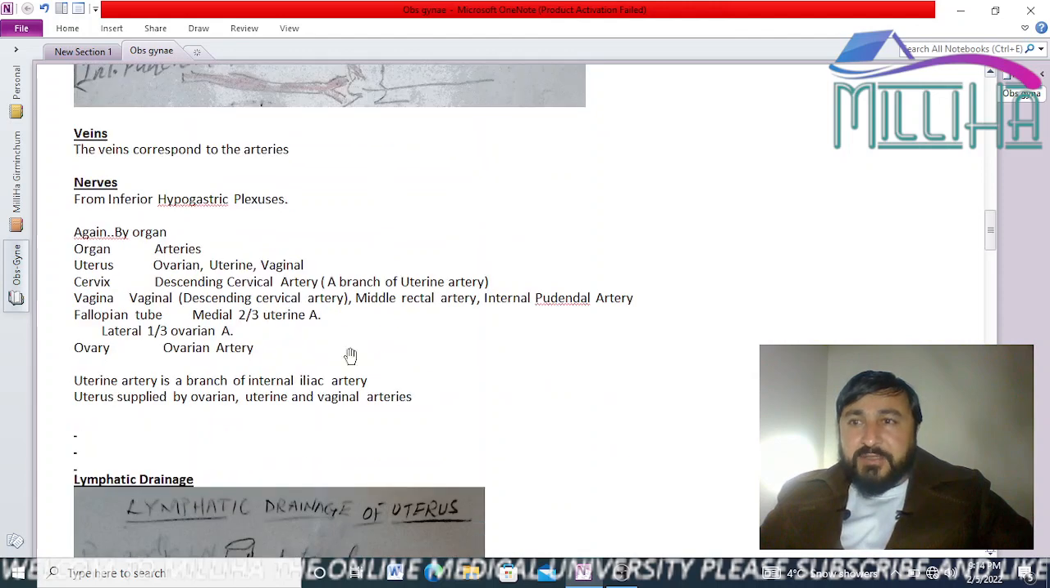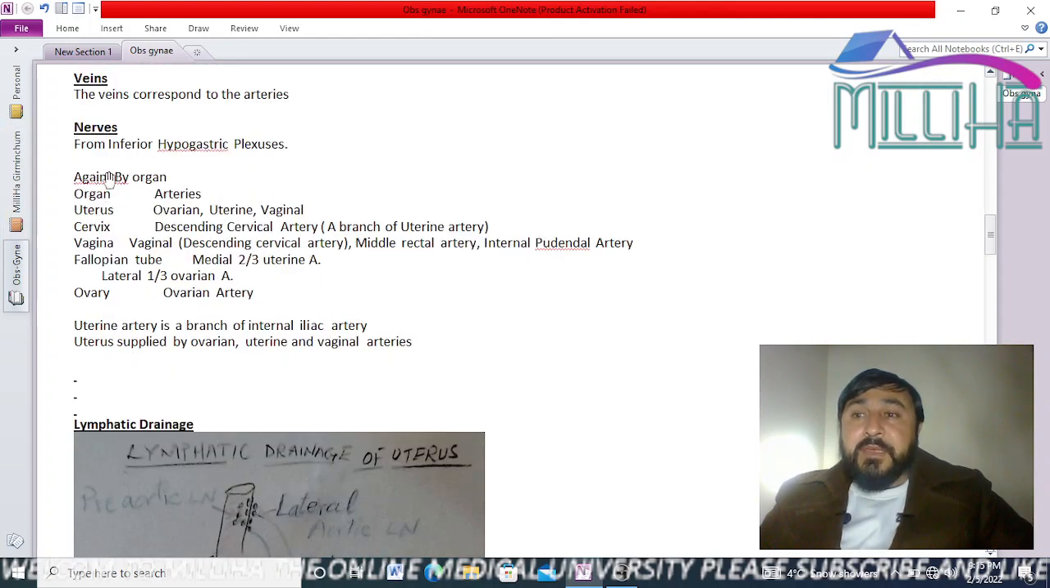Let's go further and discuss the veins corresponding to the arteries. The veins are similar to the arteries, just with different names. You should better take a notebook and write everything and draw diagrams, pausing the video, and in that way you can clear everything that you watch on this channel. Anyway, the nerves from the inferior hypogastric plexus supply the female reproductive organs.